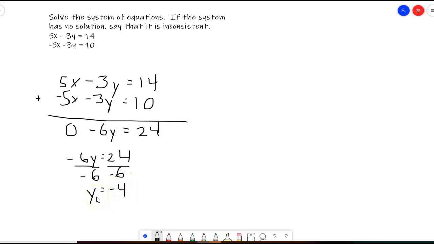Now, the next thing is, how do we get our x? Well, we can get our x by putting this negative 4 into either one of these equations up here and then solving for x. I can use either the first or the second. I'm going to go ahead and use the first, but you can use the second just as easily. So I'm going to say 5x minus 3, and we know that y is equal to negative 4, so I'm going to replace the y with a negative 4, and that is equal to 14. I'm just using this first equation up here.